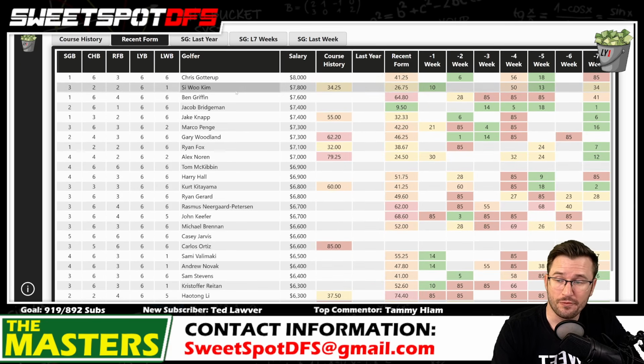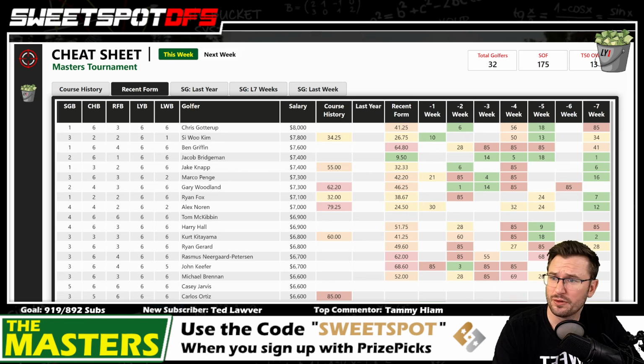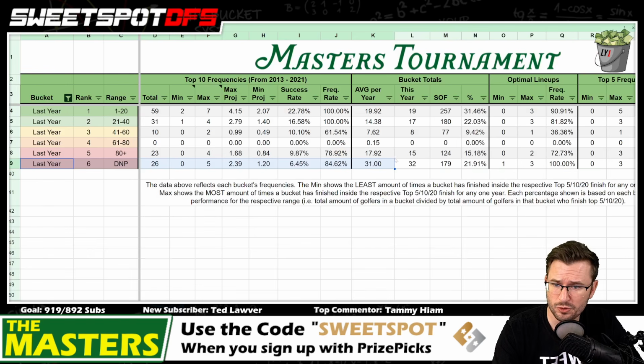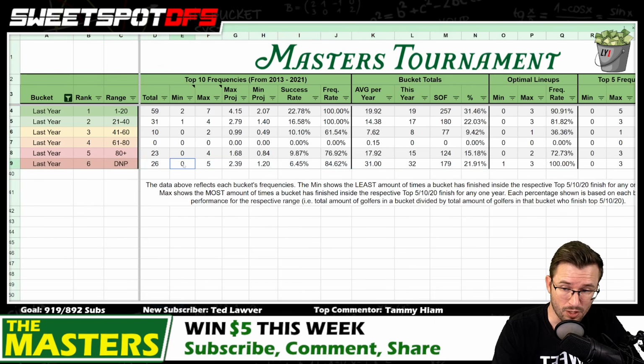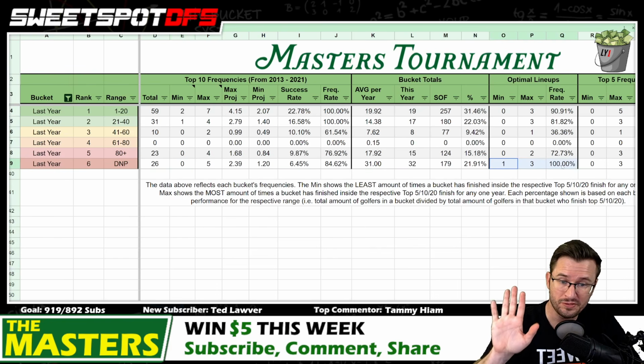Your most expensive golfer is Chris Gotterup, followed by Siwoo Kim. That's why Siwoo was in that one lineup, one of the first lineups that we built. There are notable names. Don't get me wrong. How many golfers are in this bucket? 32. 32, and on average, we see 31. We've seen 0. Here's the thing. Look at the optimal lineups. We've seen at least 1 inside the optimal lineup.